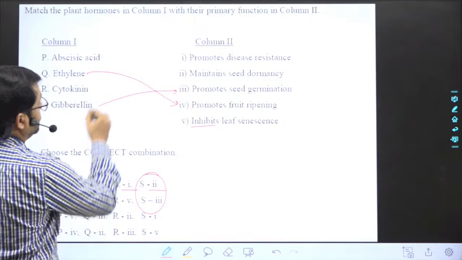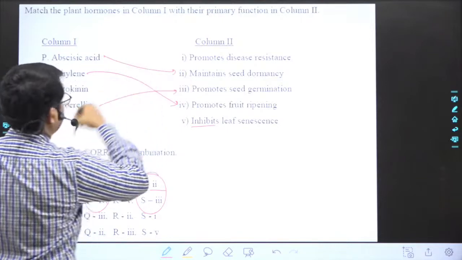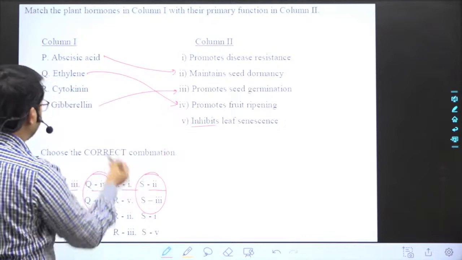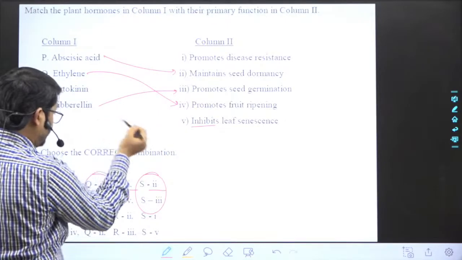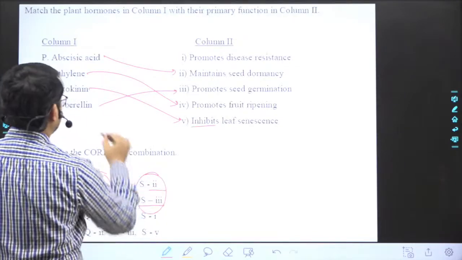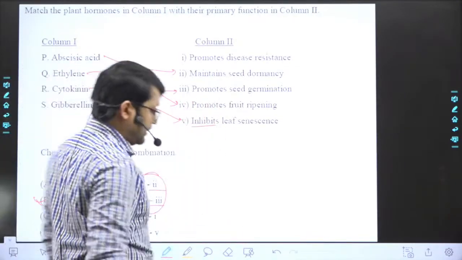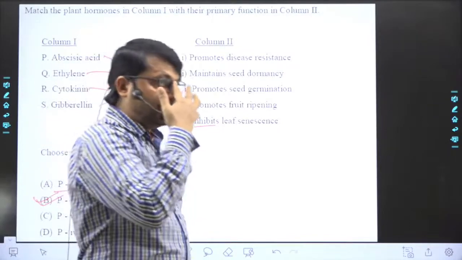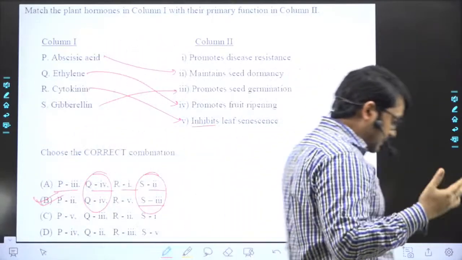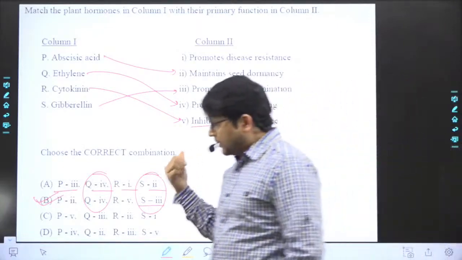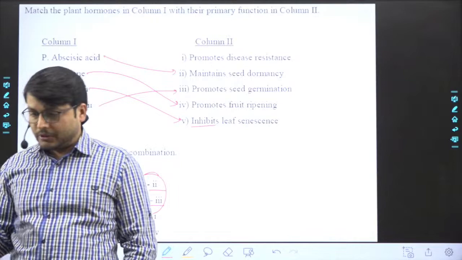Okay, so P is 2, that is, it maintains seed dormancy. Q is going to promote fruit ripening. R, cytokinin, inhibits leaf senescence. And S is for 3, that is, it promotes seed germination. So for such a question, what do you have to do? You have to study the phytohormones that you have already done in class 10th. Okay? Again, this is very straightforward.